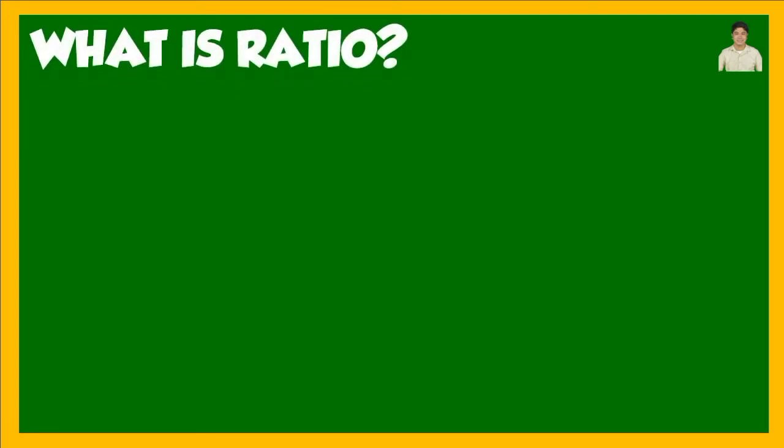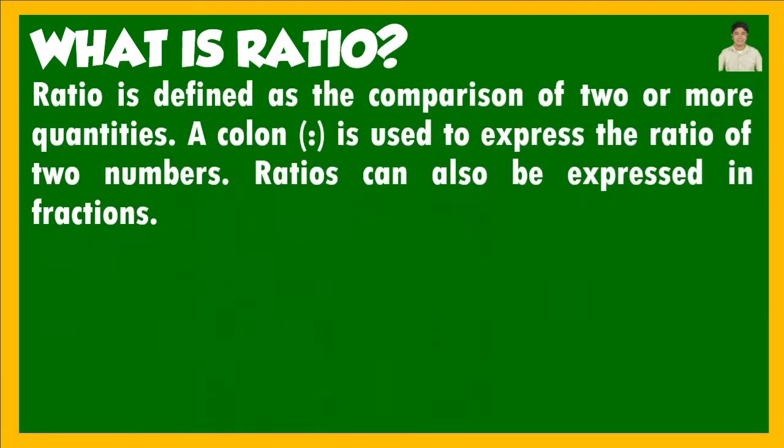So, bago tayo magtungo dun sa pag-identify and pag-write ng equivalent ratios, let us first review the definition of ratio. So, ratio is defined as the comparison of two or more quantities. Okay, so nagkukumpara tayo. And then, in order to write the ratio or to express the ratio of two numbers, we use the colon symbol. And then, of course, we can also express ratios in terms of fractions. So, in fraction form, in colon form, and then yung statement form in words.